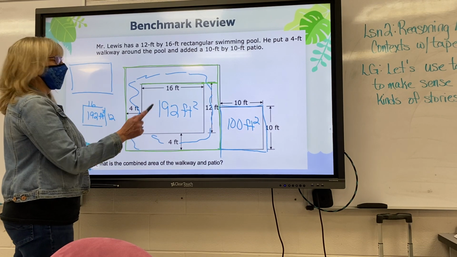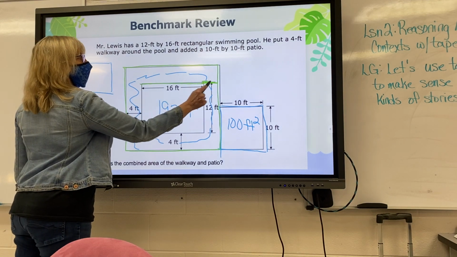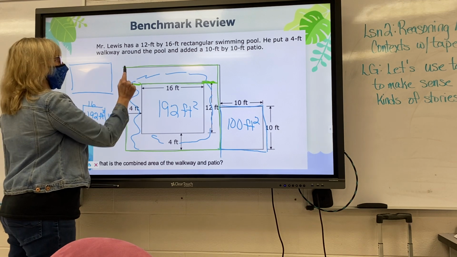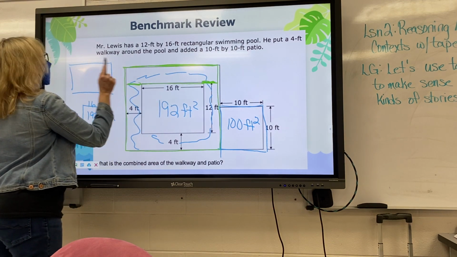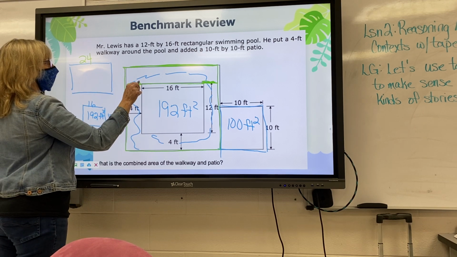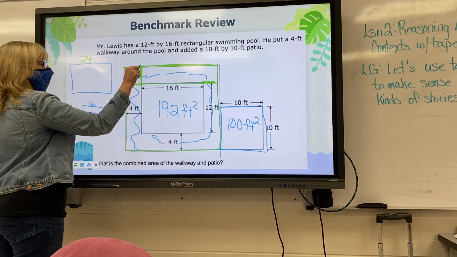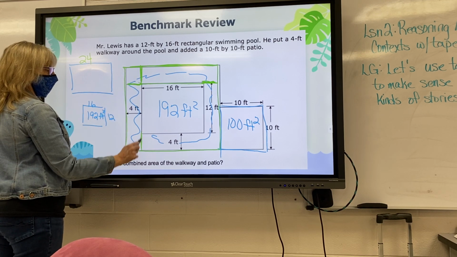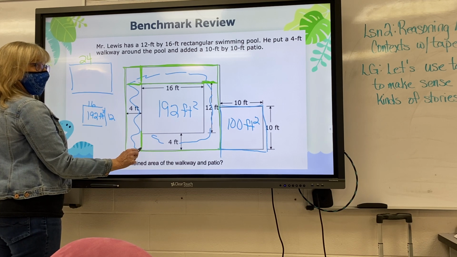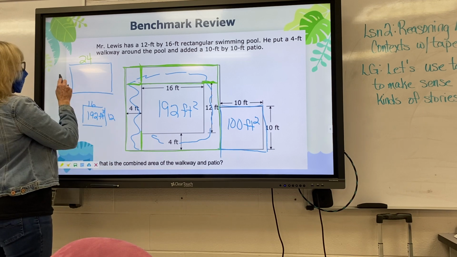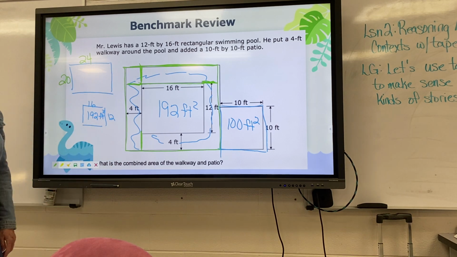Uh-huh. I sent her. So is this 4 here? Is this 4 here? So how long is this line here? 24. Okay. Is this 4 here? Yes. Is this 4 here? So how long is this whole line? 20. So what is the area of the big rectangle?